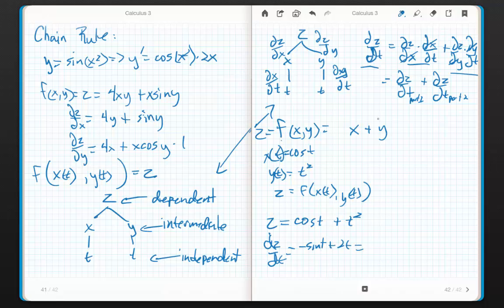But according to this, let's check this out. I'm supposed to take dz with respect to x, right? We're going to just chug this thing out. dz with respect to x, that's the partial. So the y is a constant. So I get 1 times dx over dt. Well, dx over dt is just negative sine t, right? And then this is going to be plus dz with respect to y. Well, that means the x is a constant, so it just disappears when I take the derivative. This is going to be plus 1 times dy over dt, which is just 2t. Oh, we get the same thing.